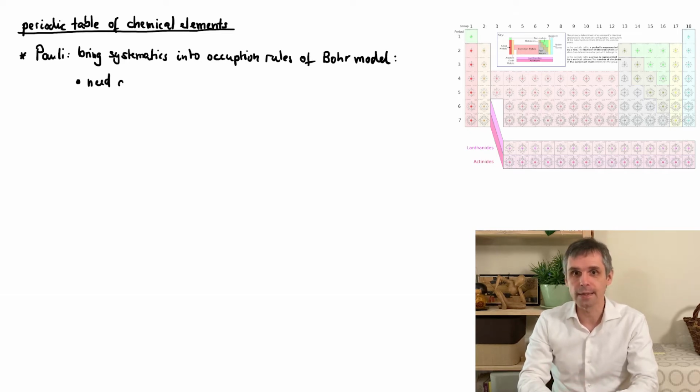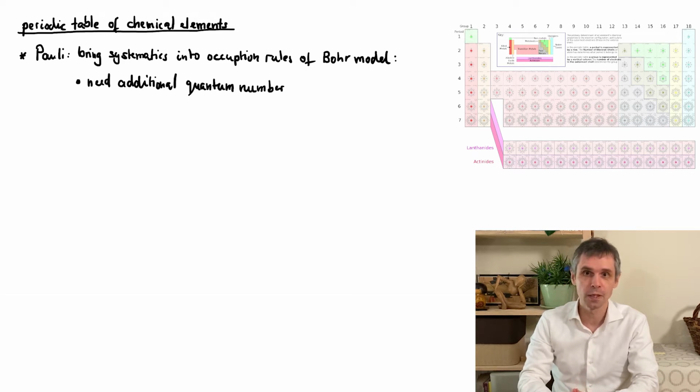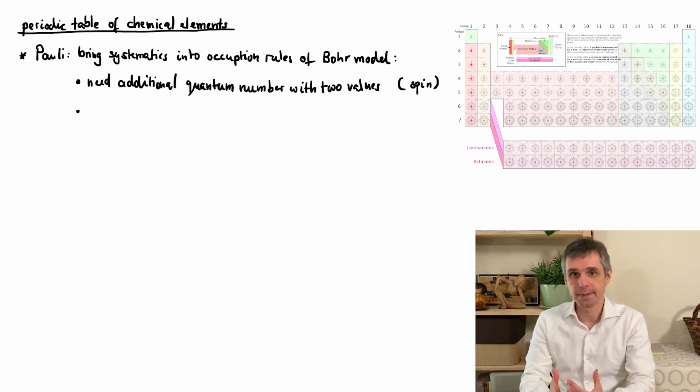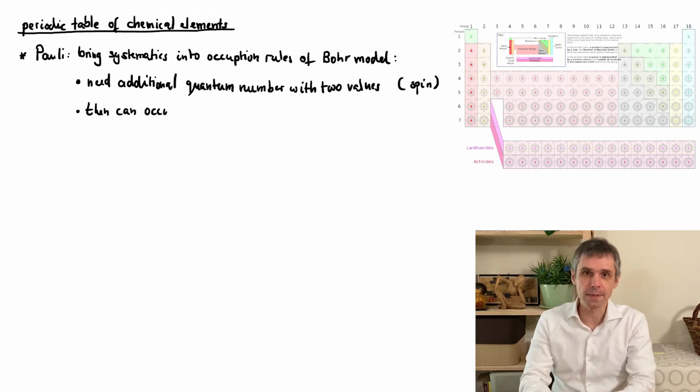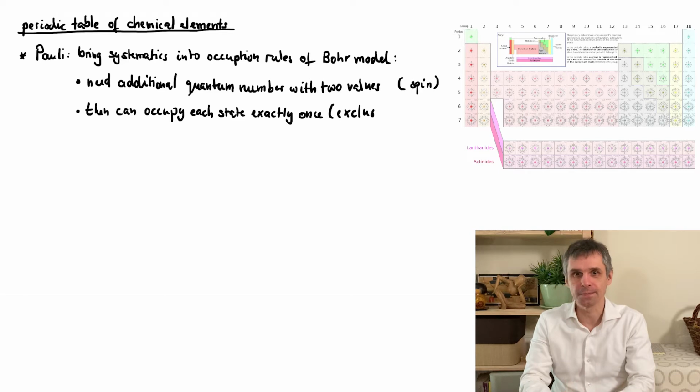Pauli realized that this could be achieved by adding an additional fourth quantum number into the picture, which would be able to just take 2 values. And with this, each state with given quantum numbers can only be occupied once. So Pauli actually achieved 2 things at the same time, namely introduced an intrinsic degree of freedom of the electron along with the exclusion principle.